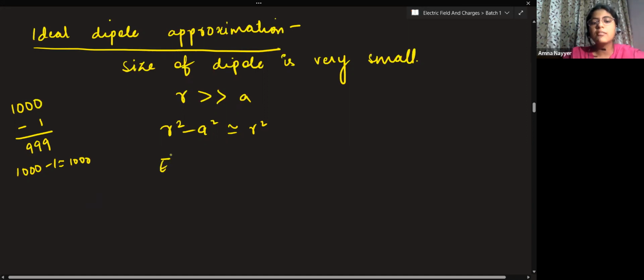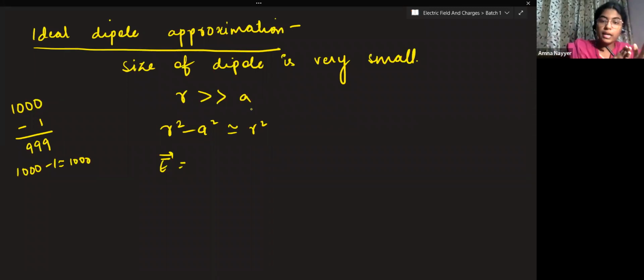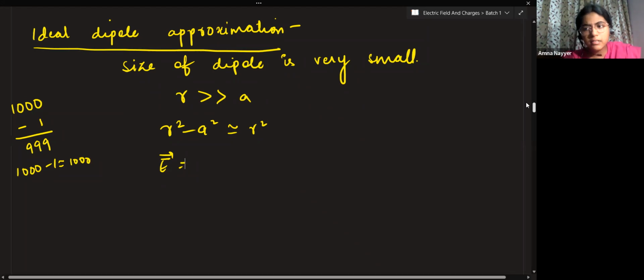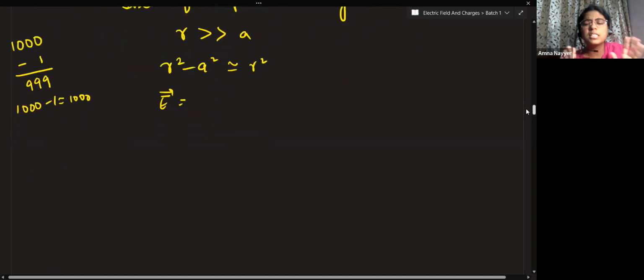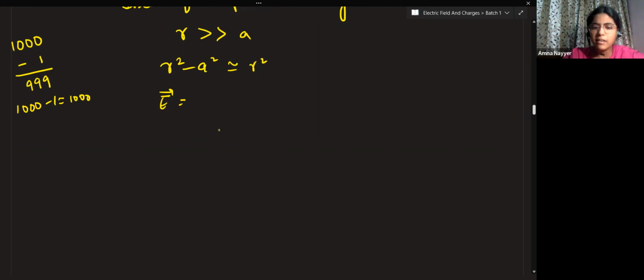So what happens in our formula also, whenever you are provided with the value of R, you are provided with the value of A also. Then you have to check between these. If you see R is so much greater than A, then apply this ideal dipole approximation. Otherwise, if nothing is given and R and small a are comparable to each other, then you can use the simple formula that we have derived right now.